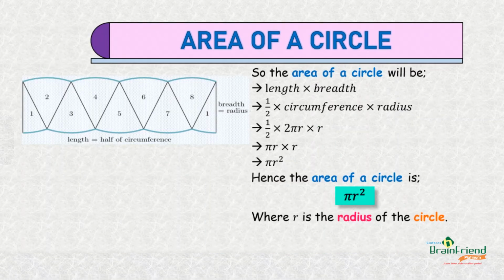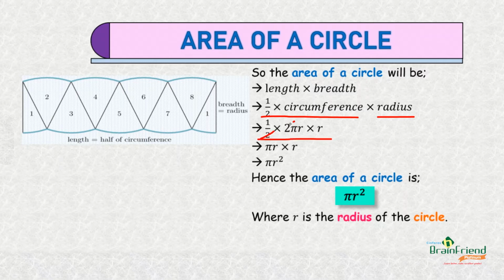So the area of our circle will be length times breadth. And our length is equal to half the circumference and our breadth is equal to the radius. So the area of our circle will be half of the circumference, that is the length, multiplied by the radius, which is the breadth. Now remember, the circumference of a circle is 2 pi r. So this will give us half of 2 pi r multiplied by r.